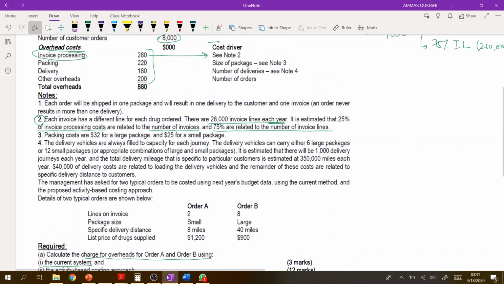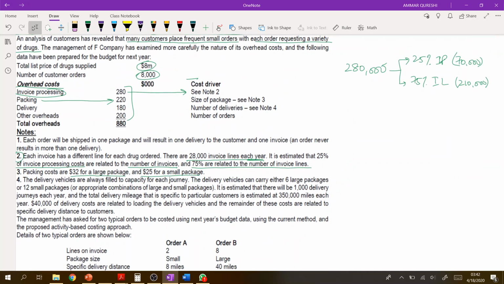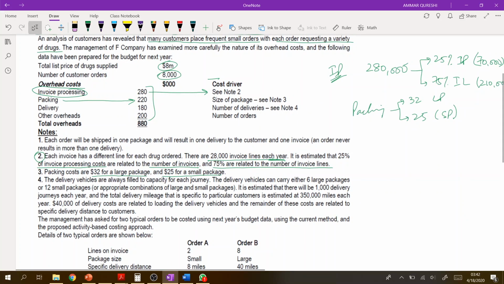Now, the second one is packing cost. Packing cost is 220, and you have to see note number 3 for this. Now, what is in note number 3? It says packing costs are $32 for the large package and $25 for the small package. So that is given here. Packaging cost: $32 is for large packaging and $25 is for small packaging.